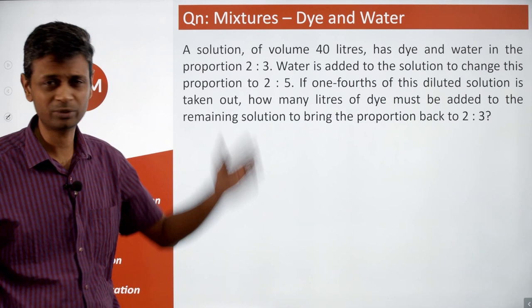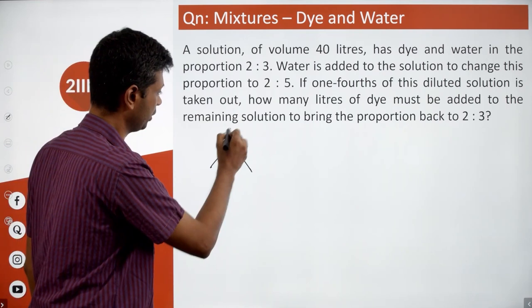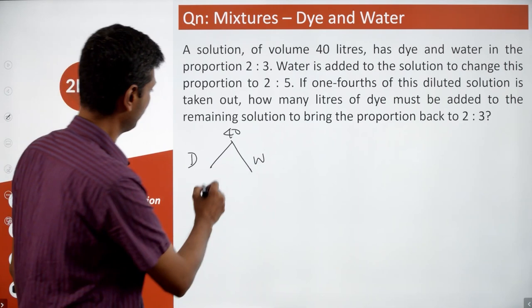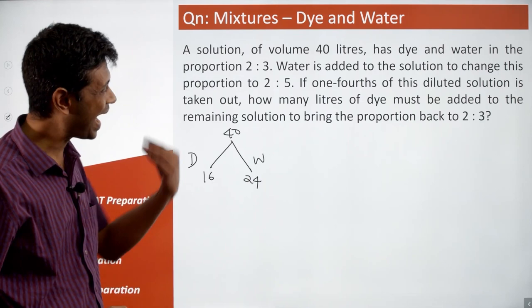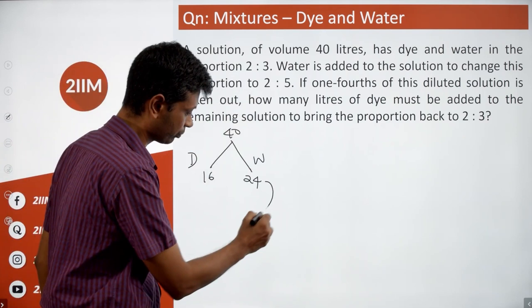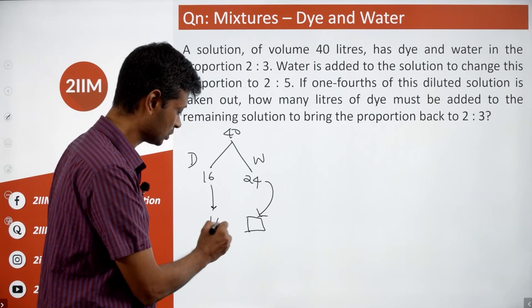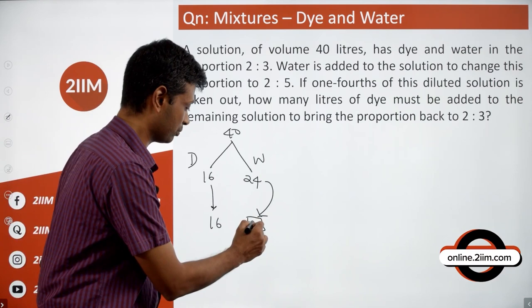40 liters, dye and water. So I'm going to write down 40, dye, water, in the ratio 2 is to 3. 2/5 of this, 3/5 of this, 16 and 24. Water is added to the solution to change this proportion to 2 is to 5. So we're adding water, so water will change, but the dye remains as 16. This ratio is 2 is to 5. 2 into 8 is 16, 5 into 8 is 40. So this should be 40.